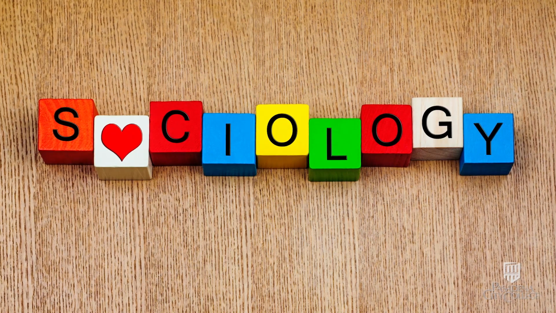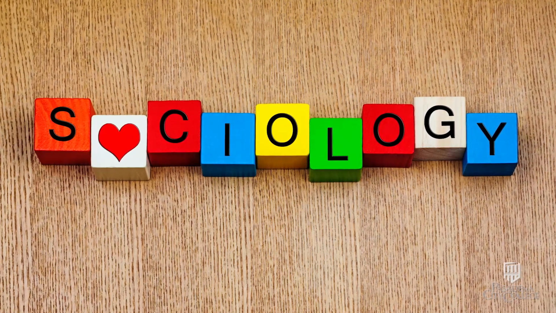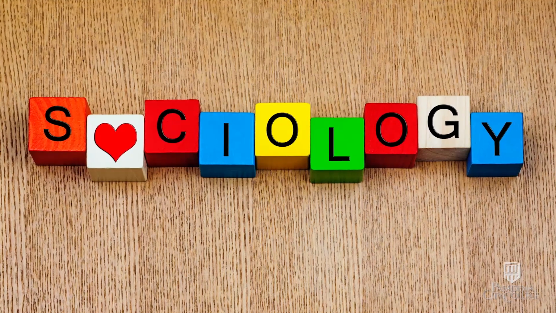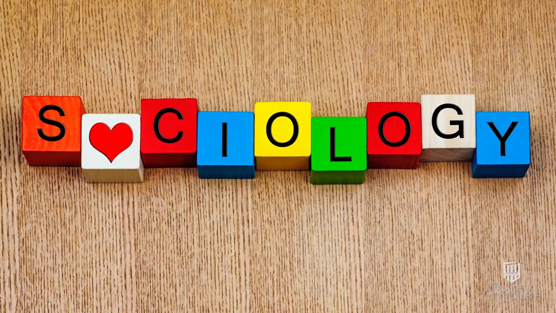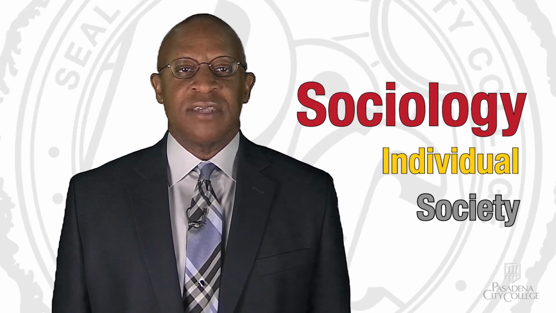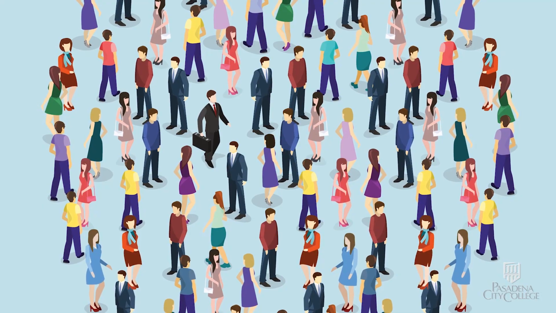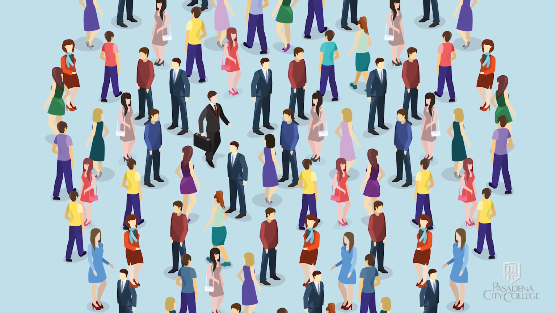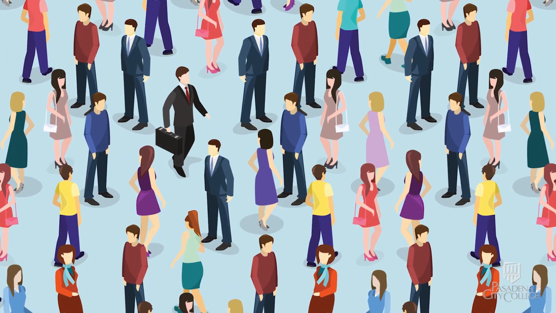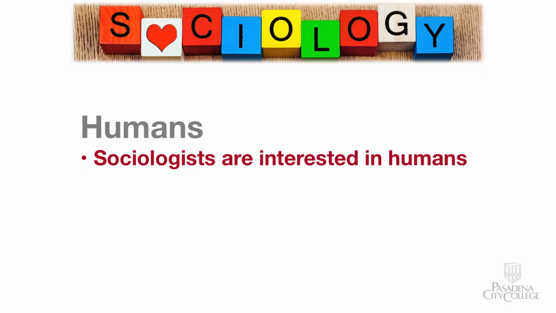What is sociology? Sociology is the scientific study of human social activity. It is the systematic study of the relationship between the individual and society. Put simply, sociology is the study of society. Humans. Sociologists are interested in humans, that is, groups and individuals.